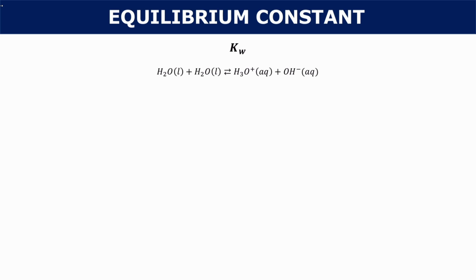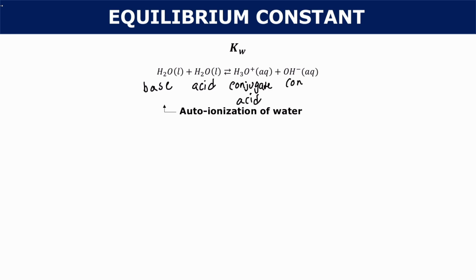And so I want you to look at this really important equation here, where two waters react and they produce H3O plus ions and OH minus ions. This is known as the autoionization of water. And you can see here that the water here is going to act as a base, and the water here is going to act as an acid. I guess you could switch them around, but essentially this one right here is going to be the conjugate acid, and this one right here is the conjugate base.